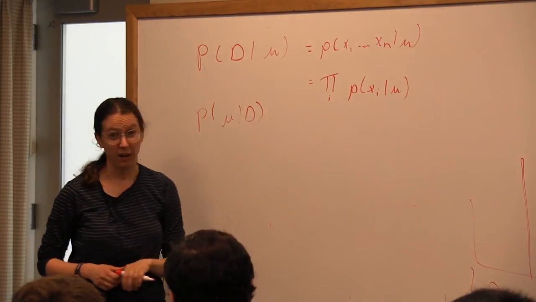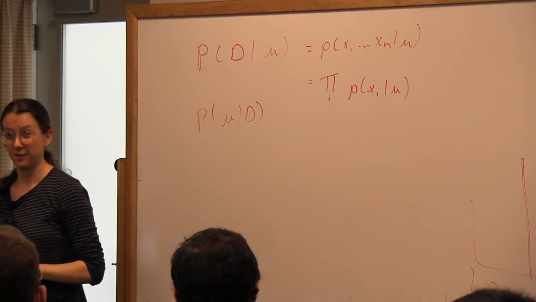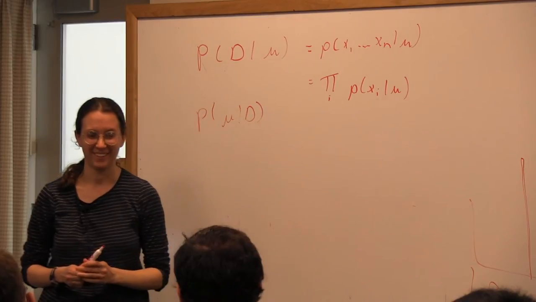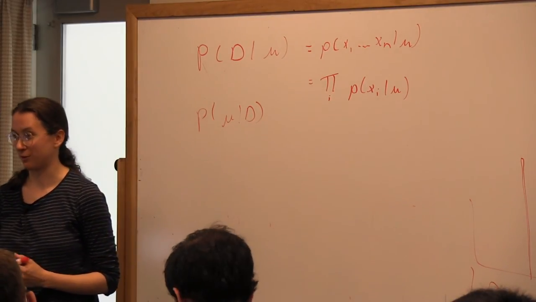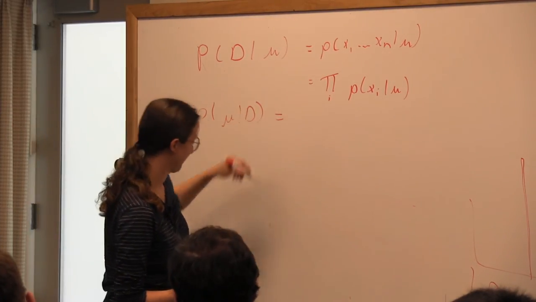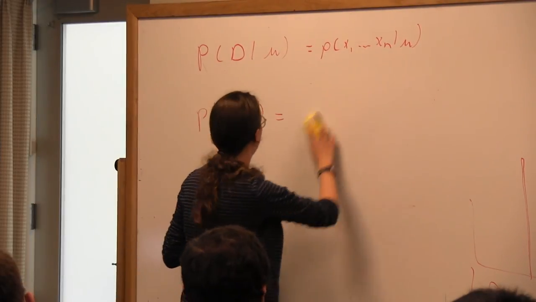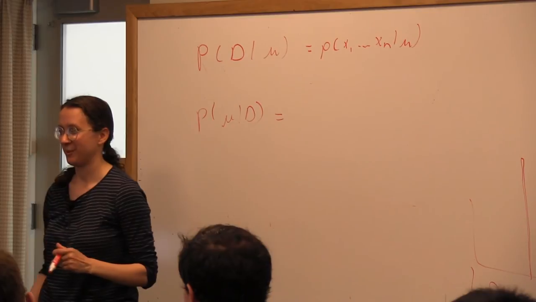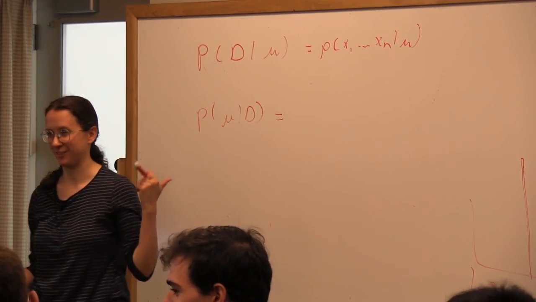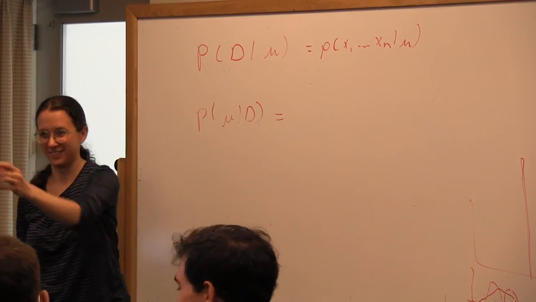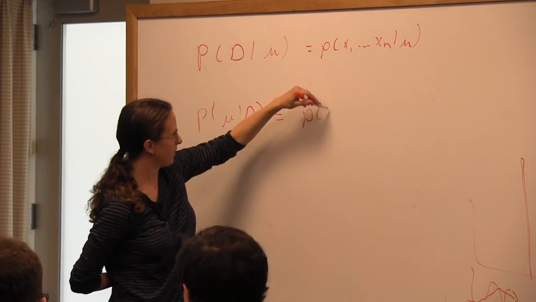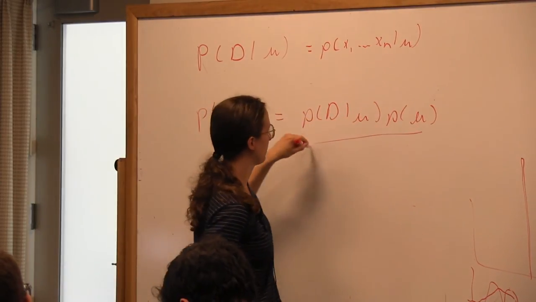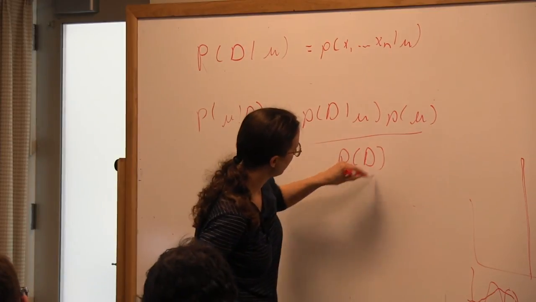Mu given D. Yep, mu given D. And how can I estimate that in a Bayesian way? This is the Bayesian way of doing things. You can use Bayes' rule. So what does that look like? I'm going to erase this one, too. Somebody want to tell me Bayes' rule with these variables? Probability of D given mu. Yep, D given mu, probability of mu, over probability of D.